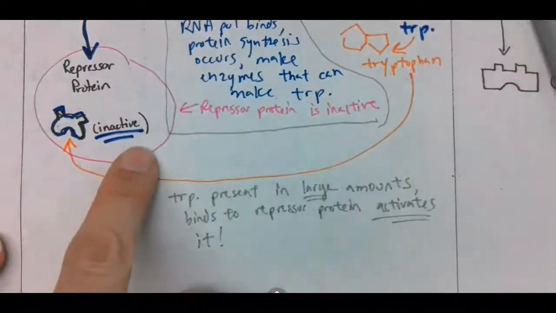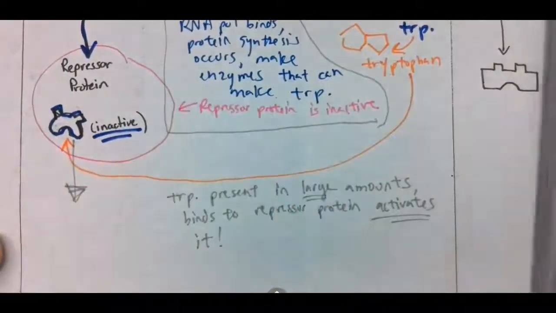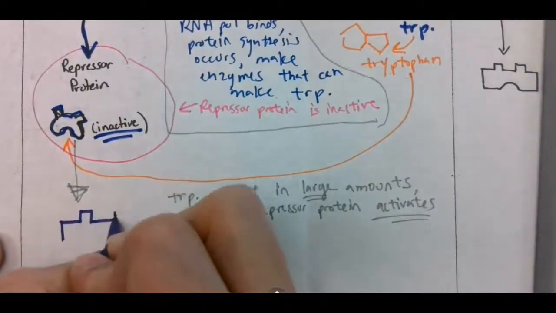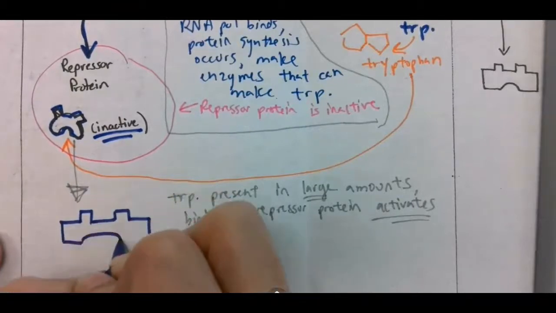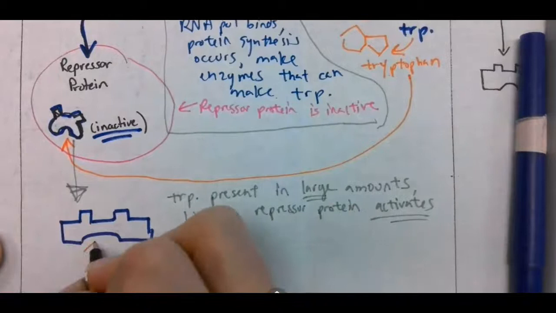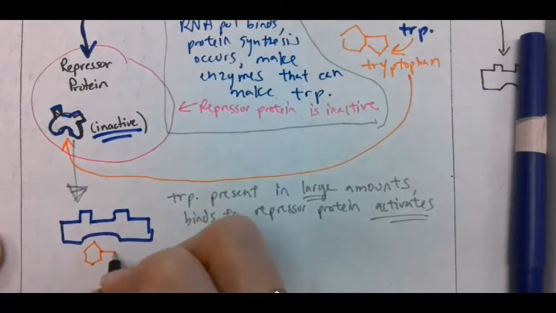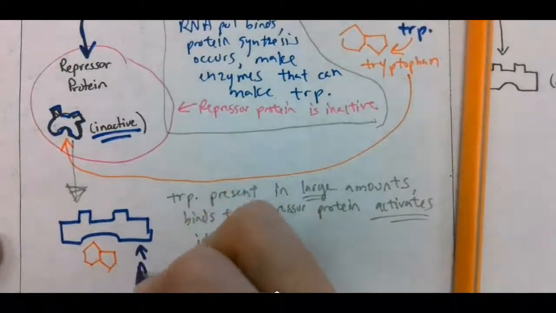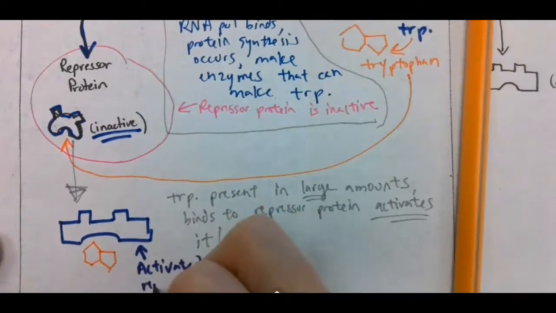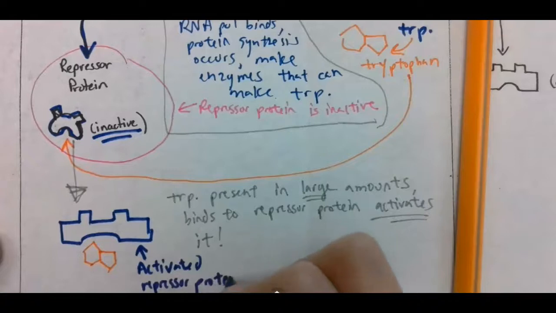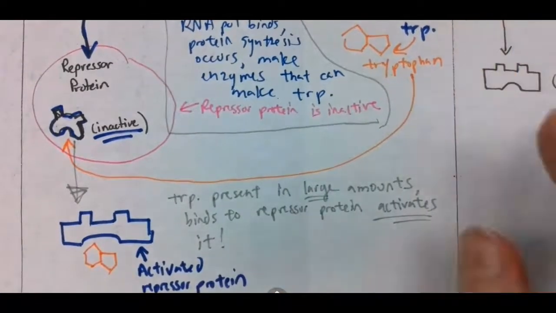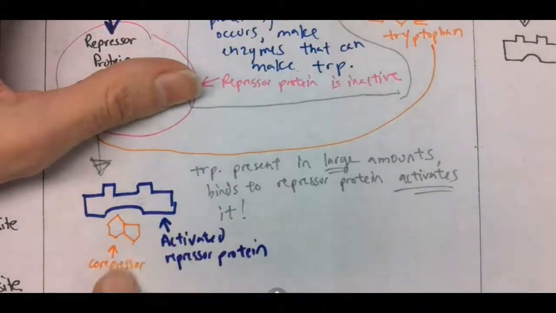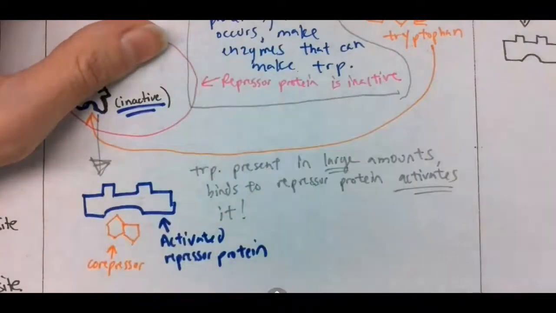Okay, so this tryptophan is going to come over and bind to this repressor protein. And now the binding of the tryptophan to the repressor protein is going to cause this repressor protein to become activated. Right? And this tryptophan is attached right here. So now we have an activated repressor protein. And sometimes this tryptophan is actually called the co-repressor, because when it binds to the repressor protein and activates it, it's going to help repress this whole operon.